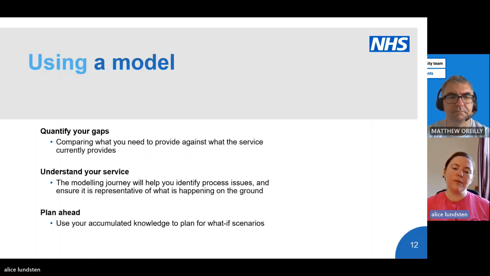So when using a model for demand and capacity planning particularly, there are a few things that it can really help with and can give you good intelligence on. So one of them is quantifying your gaps. So if you've got a mismatch between your demand and your capacity, it allows you to identify that, but also quantify it so that you've got that kind of solid understanding to be able to take forward. It can also help you to understand your service. So all of that collaborative working that we were talking about, where you're bringing in different stakeholders and really looking at how the service works, that will be useful for people in a whole range of other ways.